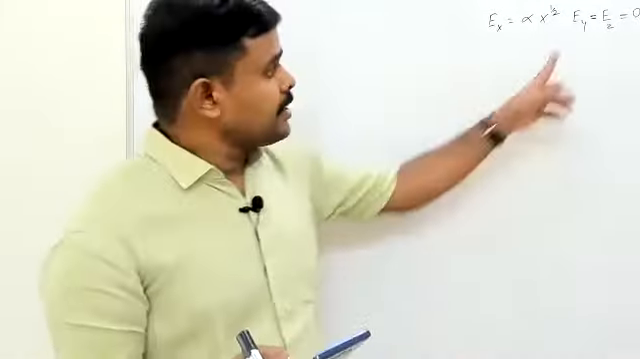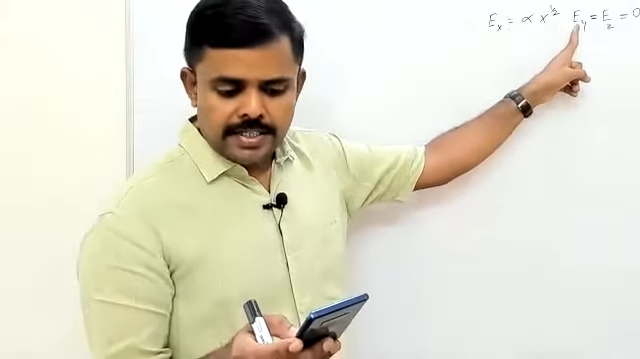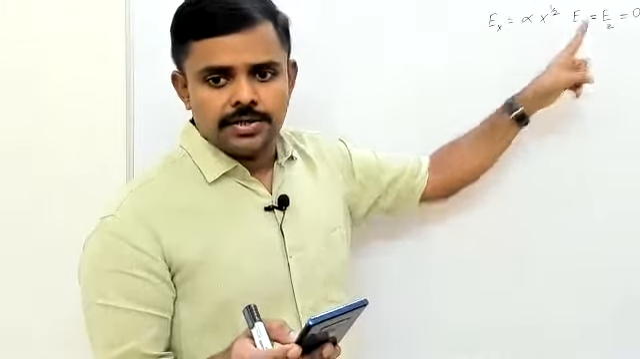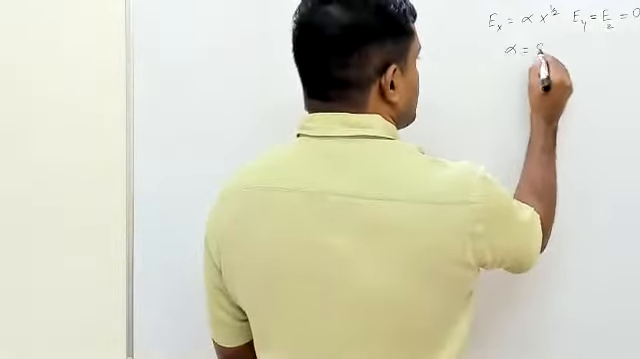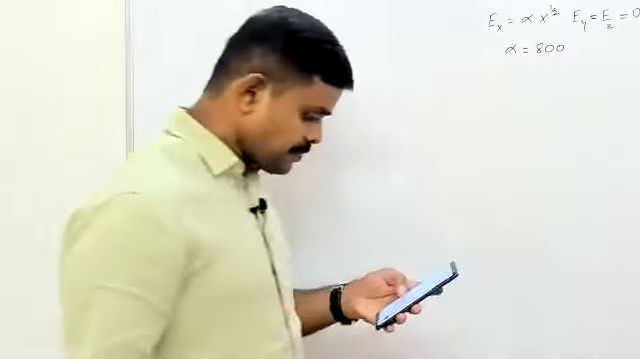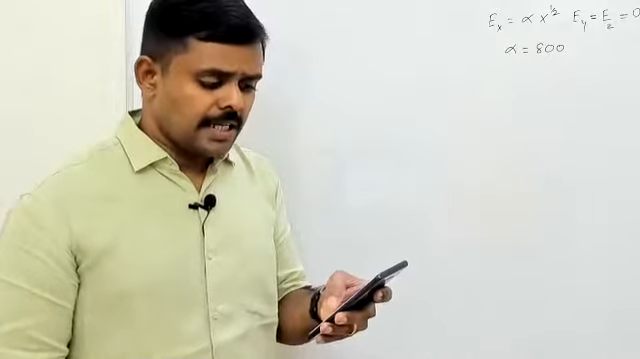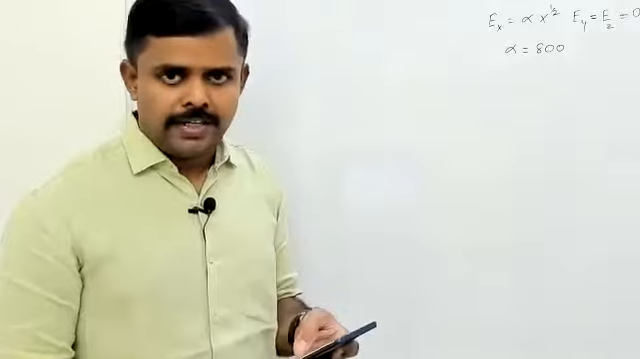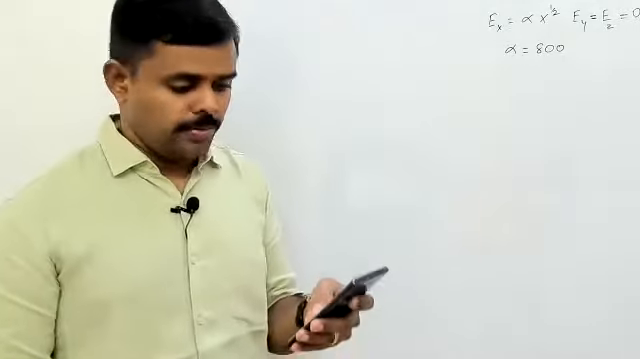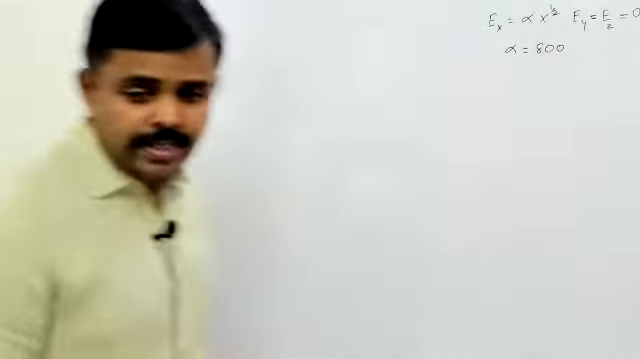And Ex is equal to how much? Alpha x raised to half. Ey is equal to 0. Ez is equal to 0, where alpha is 800. Alpha value is given. Forget about the unit. Calculate the flux through the cube, the charge within the cube. There are two questions. We will see one by one. Calculate the flux through the cube and assume that one side is 0.1.